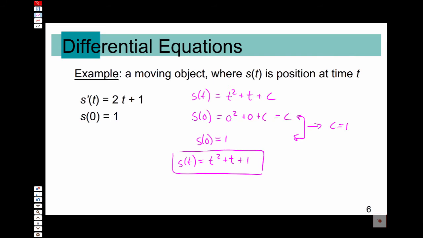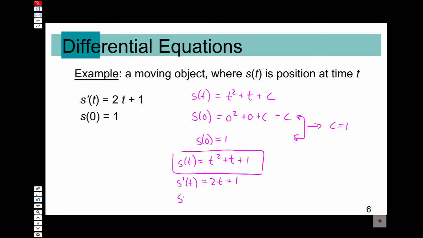And we can verify that it's a solution to the initial value problem by plugging it into both of these equations. In terms of the differential equation, if we differentiate our putative solution, we get s prime equals 2t plus 1. And we can see that that does indeed satisfy the differential equation. That's exactly as it's meant to be.